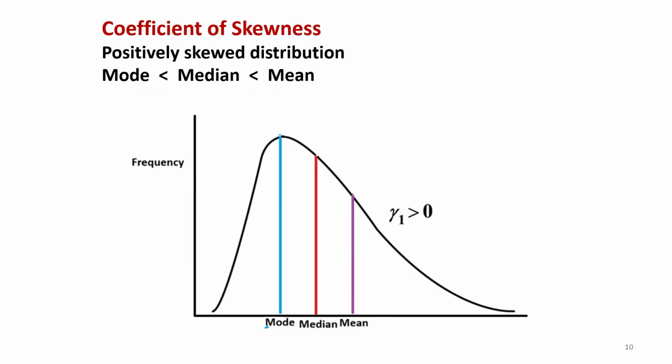Now I take a more interesting case, that if you have a positively skewed curve. Now if you look at the positively skewed distribution, then in this case the mode will occur somewhere here, the median somewhere here, and the mean somewhere here, and these values are on the x axis, and in this case the gamma 1 is greater than 0. So if you look at the values of mean, median and mode, what is happening? Mode has got the minimum value and mean has got the maximum value, and median lies between the values of mean and mode. So mode is less than median, less than mean.